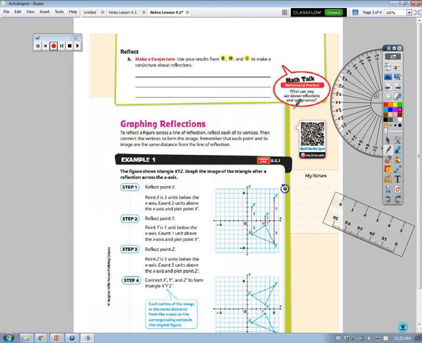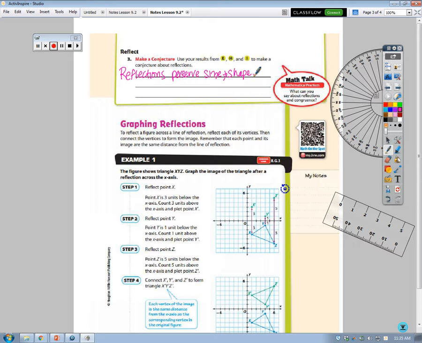So reflections preserve size and shape, right? We know that the side lengths and the angles don't change, so size and shape are our side lengths and our angles. Reflections preserve, or do not change, size, we know that because our side lengths remain the same, and shape, from the image to pre-image.